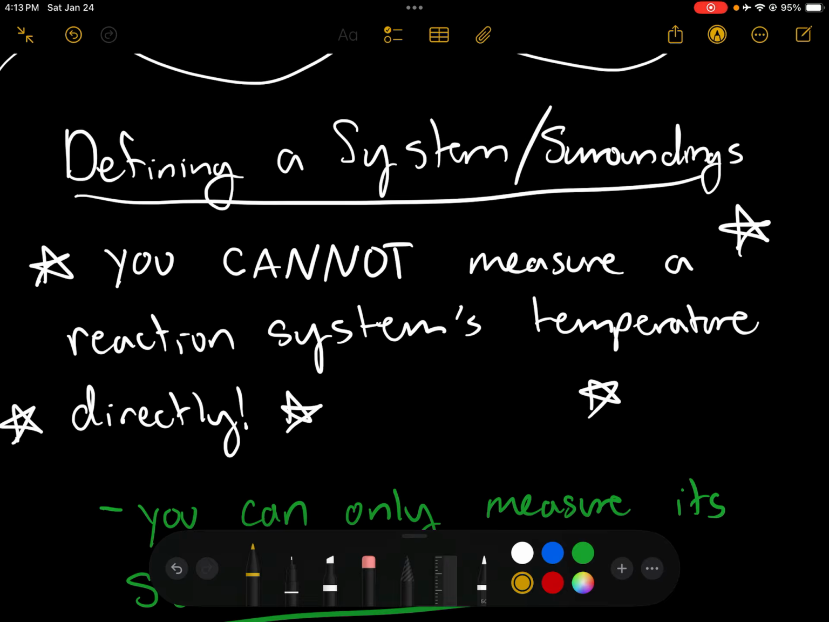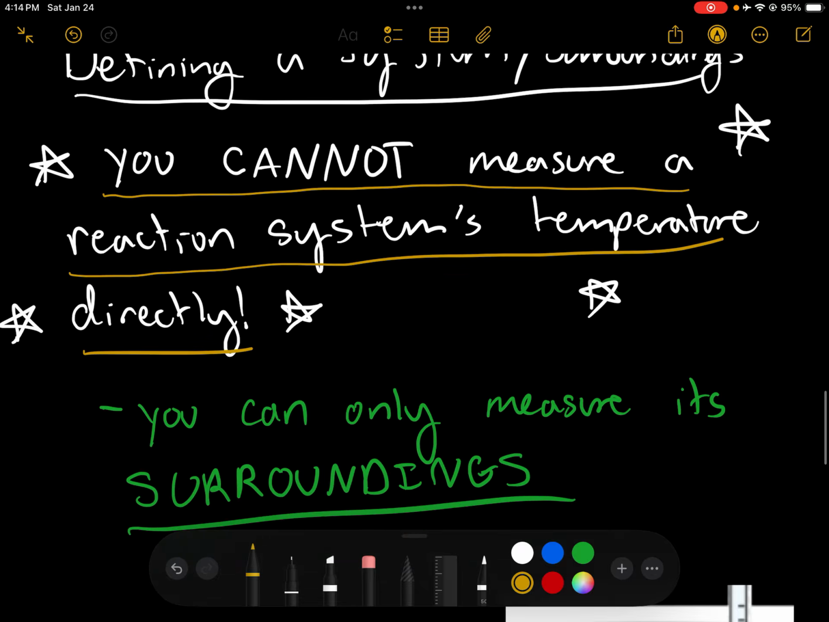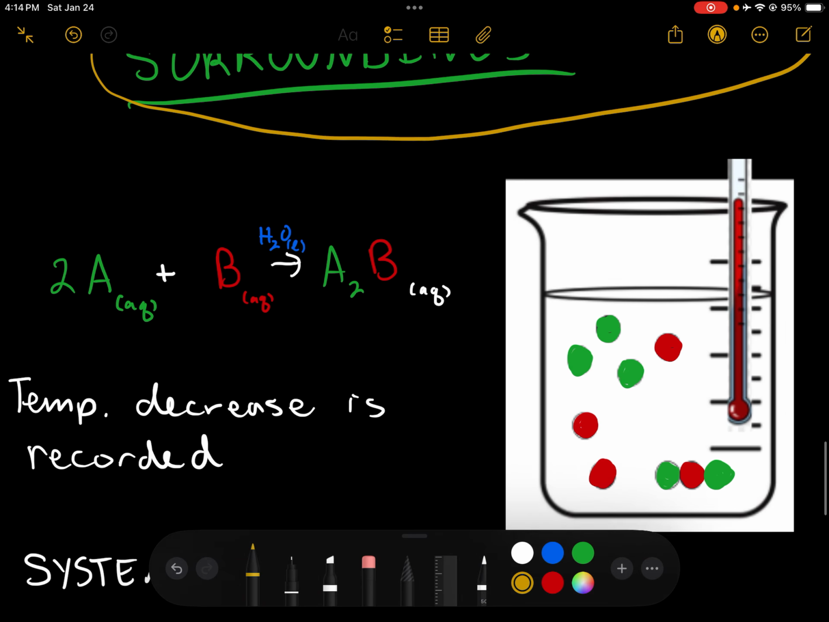The main thing you want to be aware of is you and anybody, like scientists, are incapable of measuring a reaction system's temperature directly. It cannot be done, because the thermometer, or whatever you would use to measure that reaction system, is part of the surroundings. So again, you can only ever measure the surroundings of a system. So if I do a reaction, I stick a thermometer in the middle of that reaction and I detect a temperature decrease, that means that the surroundings are getting colder, not the system itself, which is a little weird to think about, but go with me.